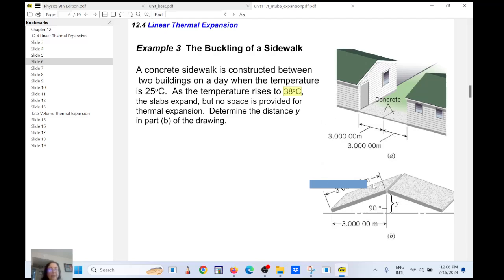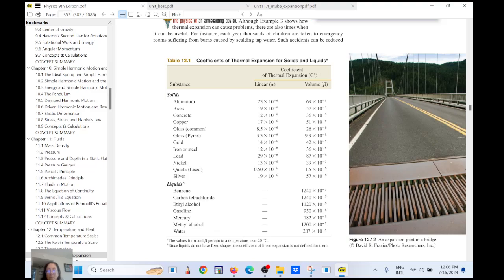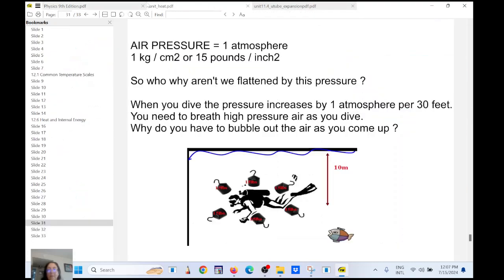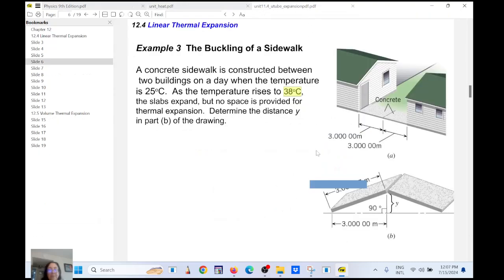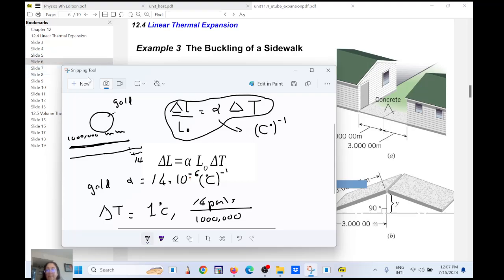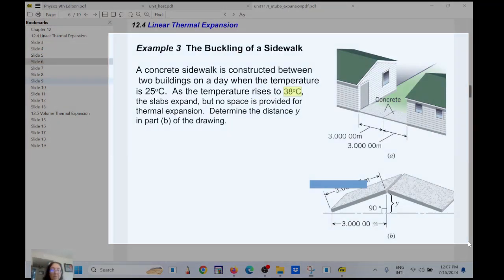So anyway, they want you to find the linear expansion of the concrete here. And for concrete, you have to go back to the book here, and concrete here is 12 parts per million per degree Celsius. So 12 times 10 to the negative 6. So you can stop the video.